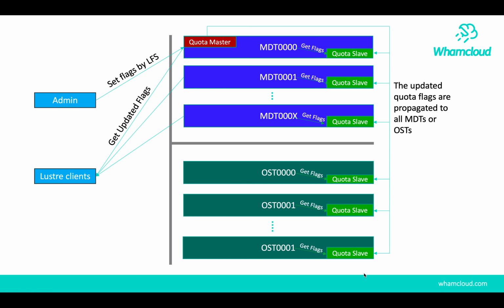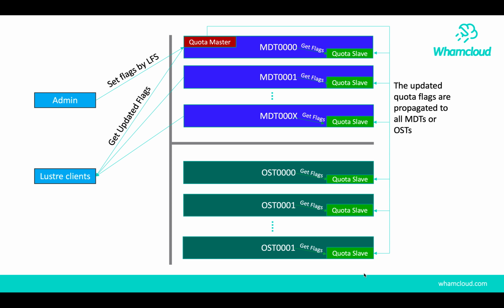Okay, this slide is a simple flowchart about the process of setting the project flag in Lustre. As you can see, starting from the administrator, after setting the project flag by the lfs project command, a request will be sent to MDT0. The quota master in MDT0 will process it and save the updated flag locally.